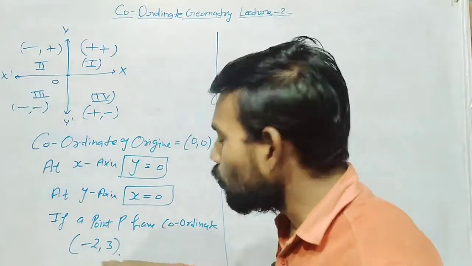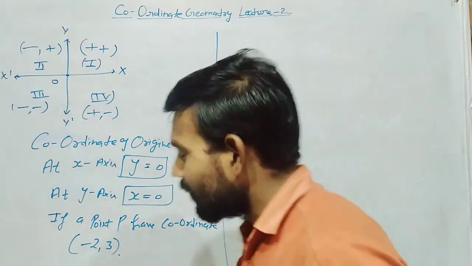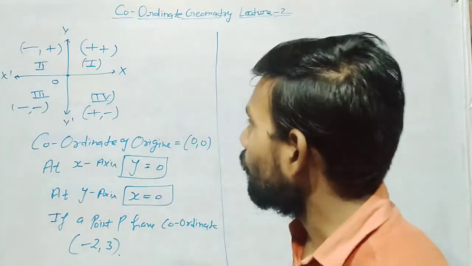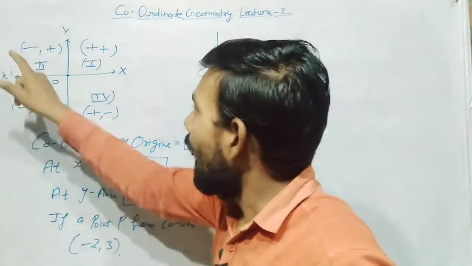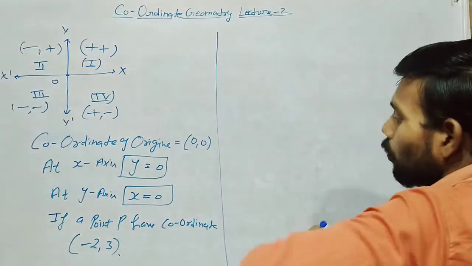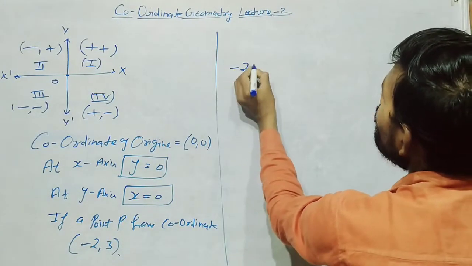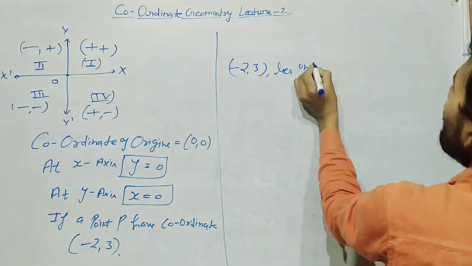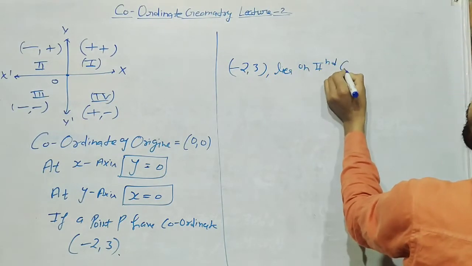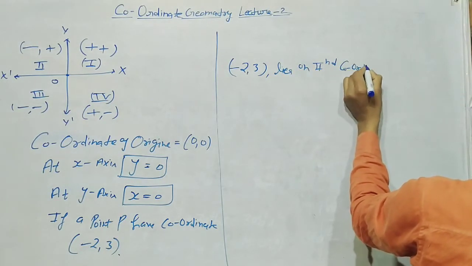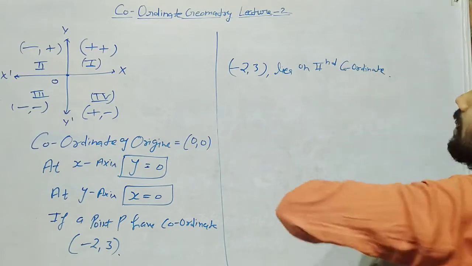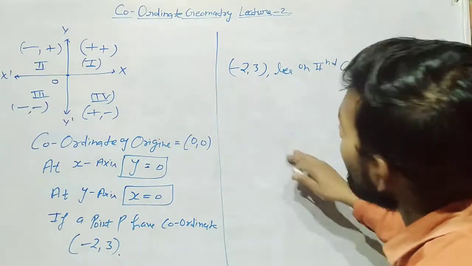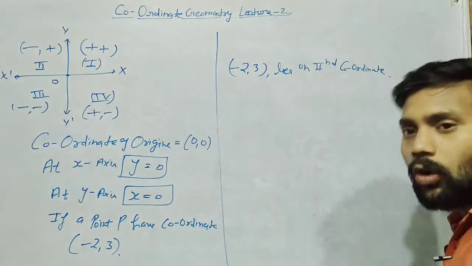So -2, 3 has x negative and y positive value. In the second quadrant x is negative and y positive. So we can say -2, 3 lies in the second quadrant.